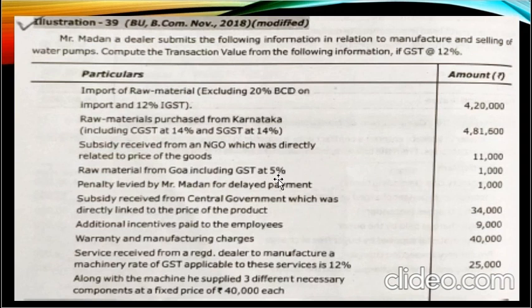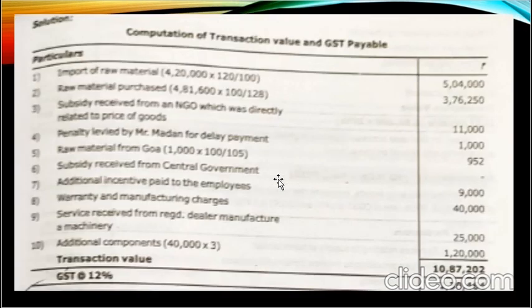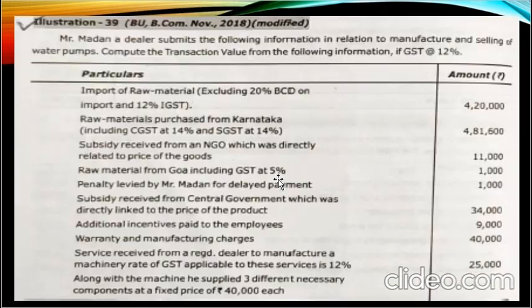How much is the GST rate? 5%. So this 1000 is for 105%. Then for 105%, if it is 1000, then for 100%, how much is it? So 100 into 1000 divided by 105 will give us 925. So 925 is the raw materials which is purchased from Goa, excluding GST amount.